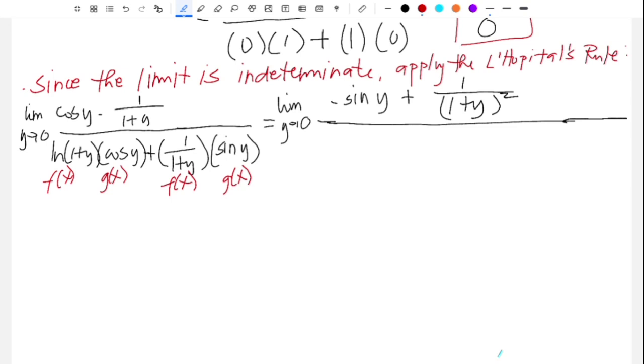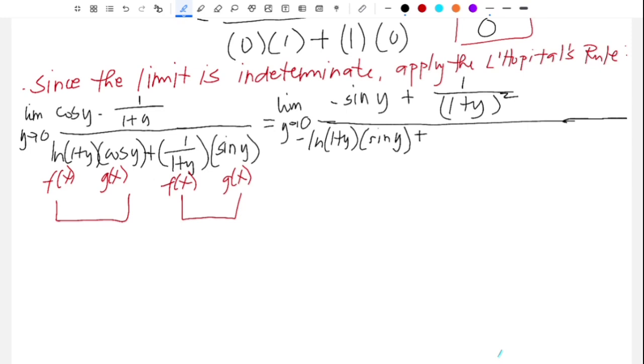Now, let us copy our f of x. First let's solve for this one, and after this one. f of x, which is ln 1 plus y. The derivative of our g of x is negative sine x. We can put the sign here for easier work. We have negative ln 1 plus y times sine y, plus, product rule, plus the derivative of our f of x.